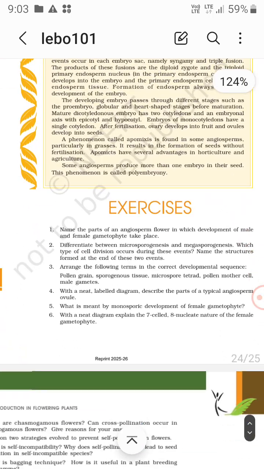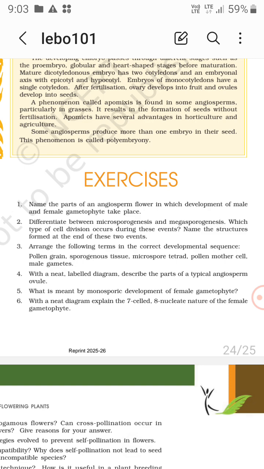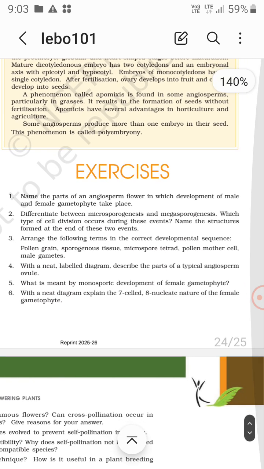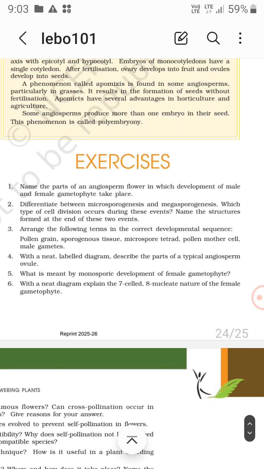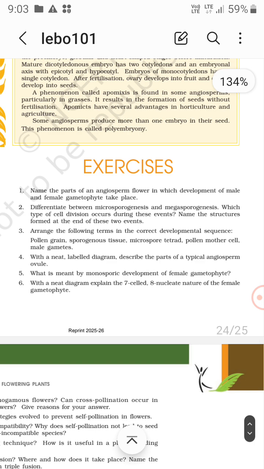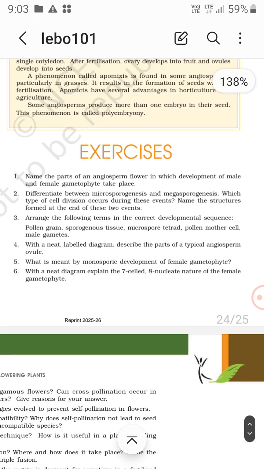So we are going to study the exercises. Name the parts of an angiosperm flower in which development of male and female gametophyte takes place. The male gametophyte develops in the pollen grains and the female gametophyte in the ovule, right? Now differentiate between microsporogenesis and megasporogenesis.